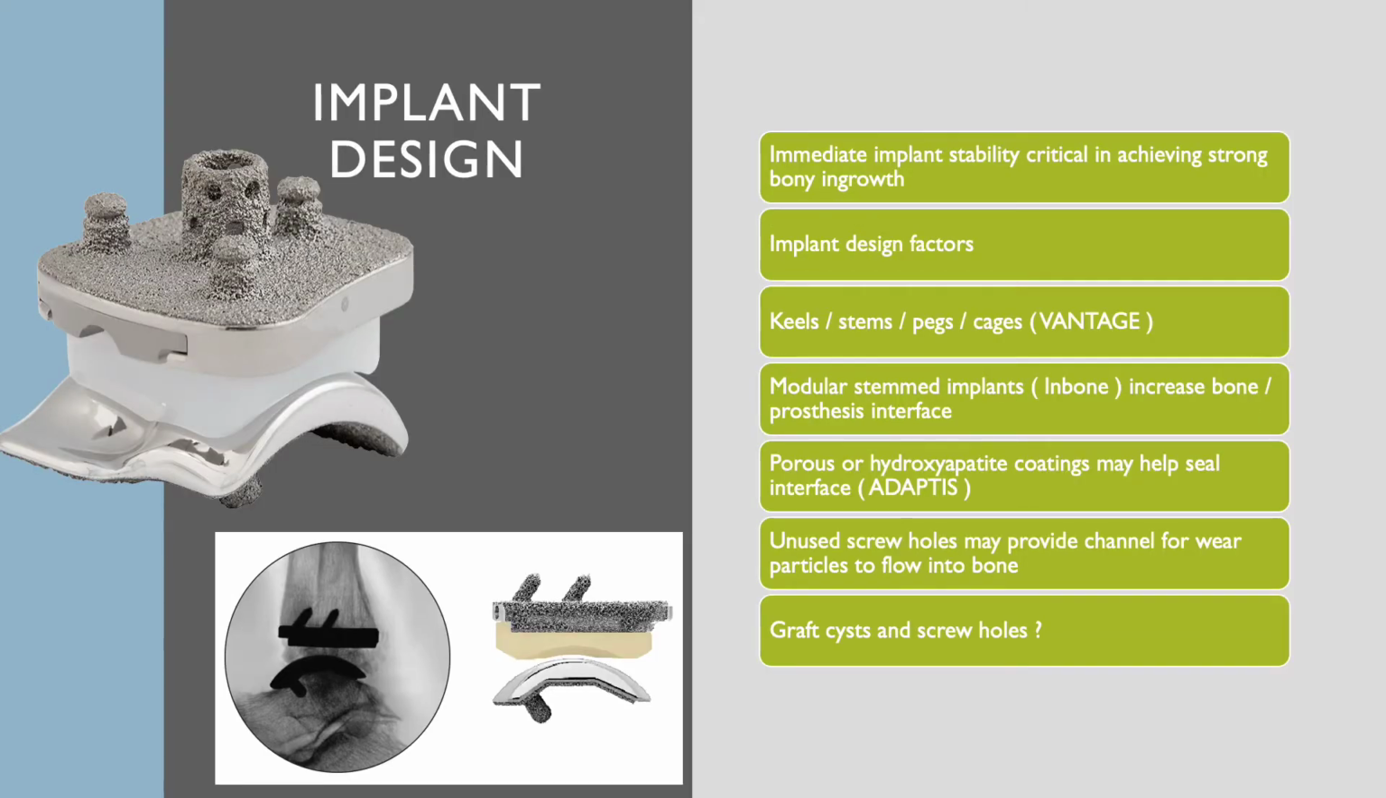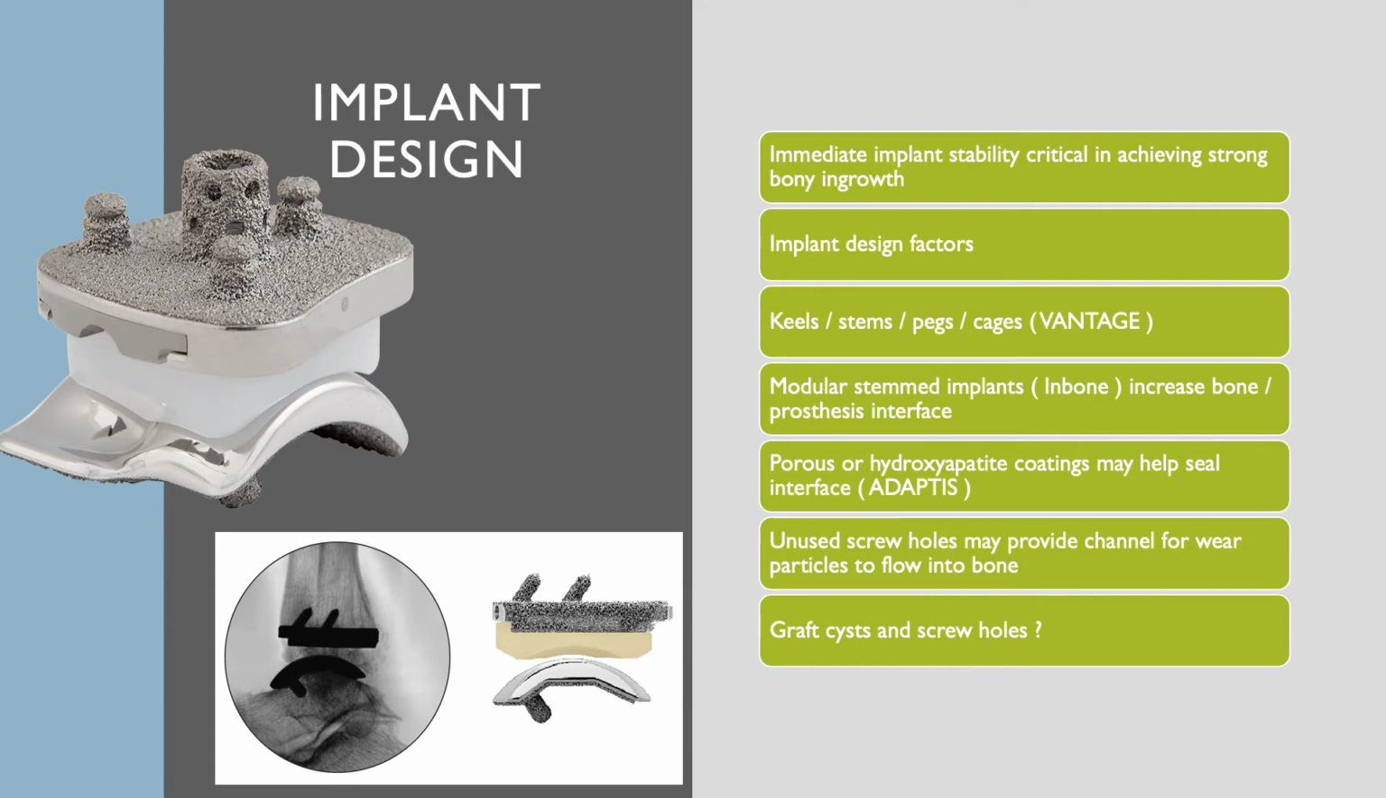Immediate implant stability is of course critical in achieving strong bony ingrowth, and the different prostheses on the market have specific characteristics which help to try and achieve this, specifically using stems, pegs, keels, and in the case of the Vantage, a cage. Of course, the InBone is a modular stemmed implant which increases the bone prosthesis interface. Coatings, either porous or hydroxyapatite, may help seal the interface between the implant and the bone.